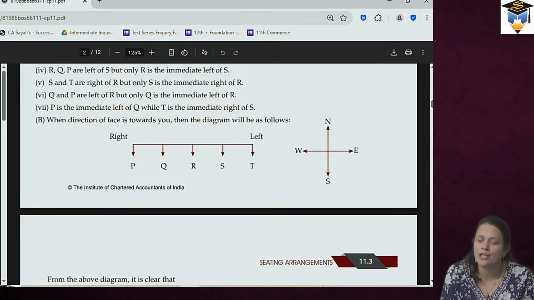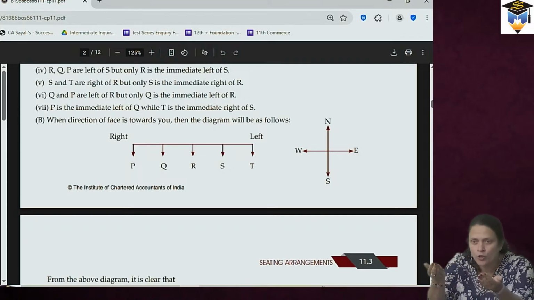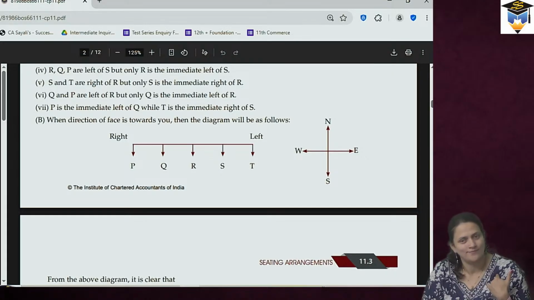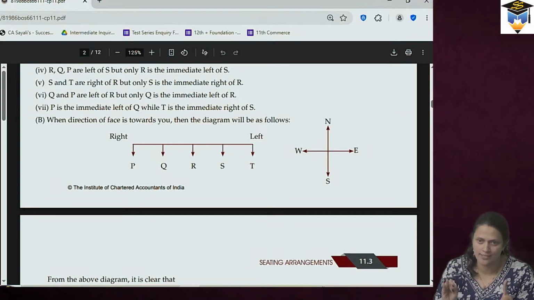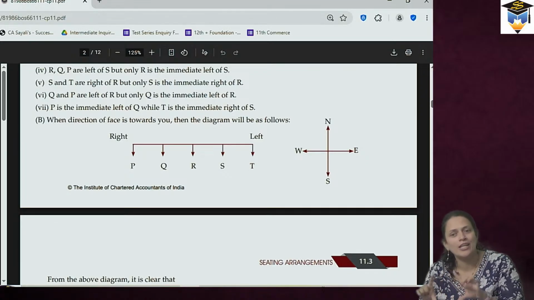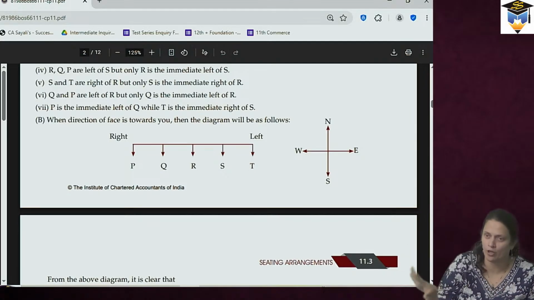But now suppose the direction of the face is towards you. Now I am facing towards you. Or rather you are facing towards me, that is easier to understand. So which is your left? Which is your right? So always determine. So basically what to do? First, identify the number of people. Second step, arrange them in a linear arrangement if it is given. And if the direction is not mentioned, this is left, this is right. Or if the direction is mentioned, facing someone, then your left and right accordingly.